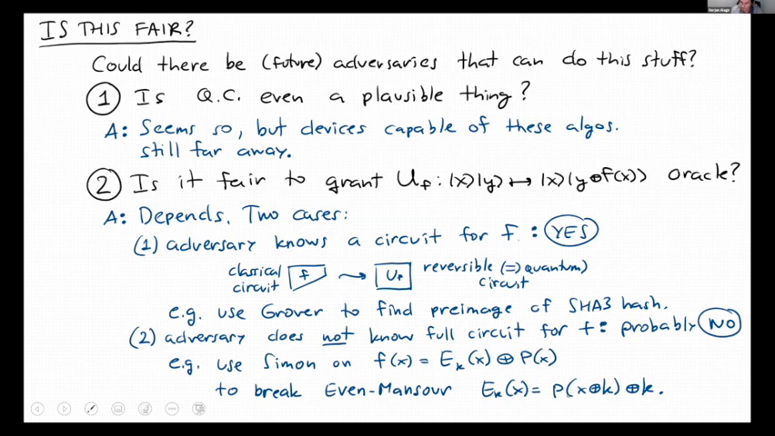Yeah, go ahead. Sorry, I was just wondering what the upper bound of the circuit size blow-up is from going from classical to reversible. So the question is, what is the upper bound on the overhead when you transform an arbitrary circuit into a reversible circuit?